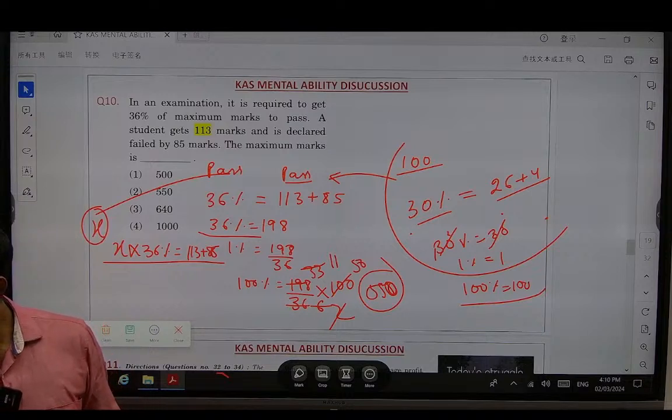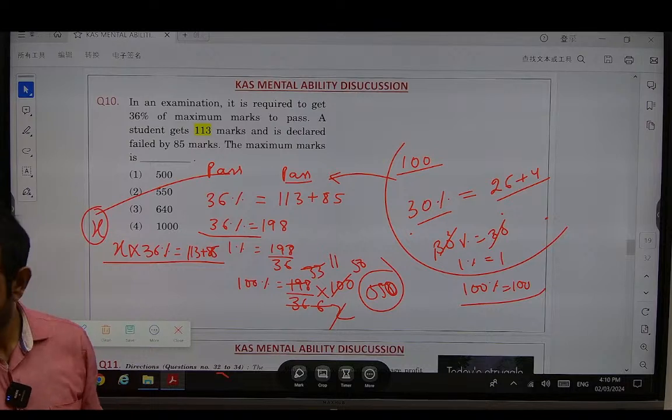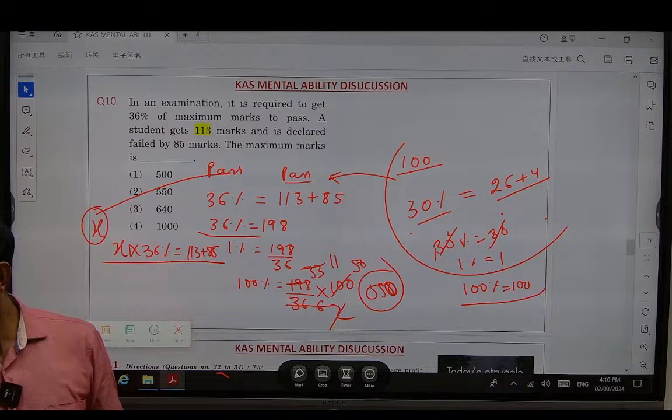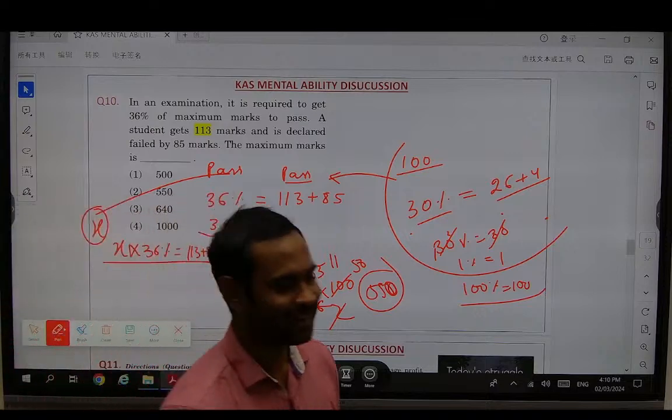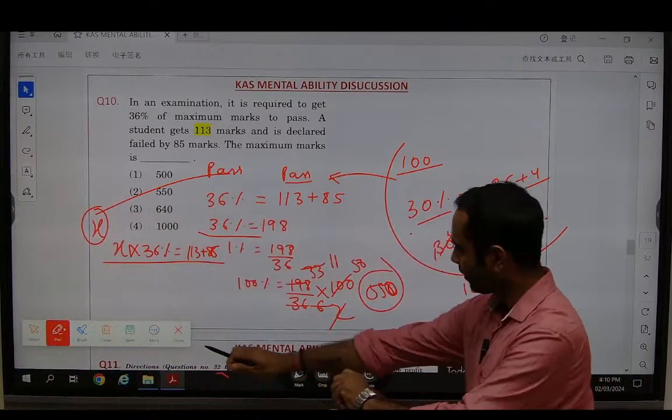Yes, sir, the question is not clearly visible, it's blurring. Increase the resolution, make it HD. Okay, fine. Is it clear for everyone?